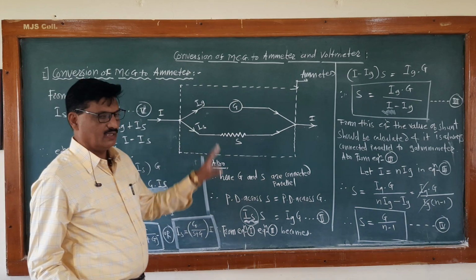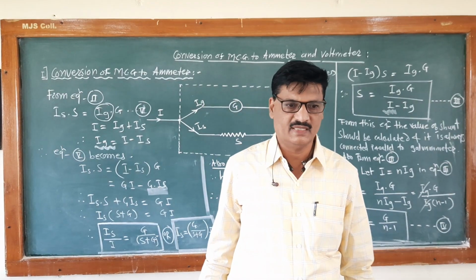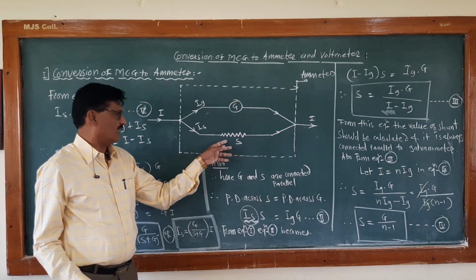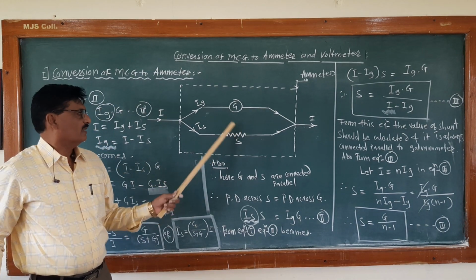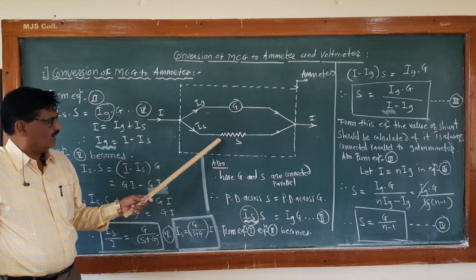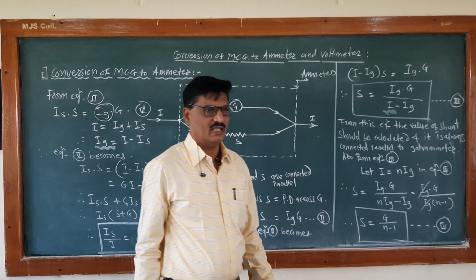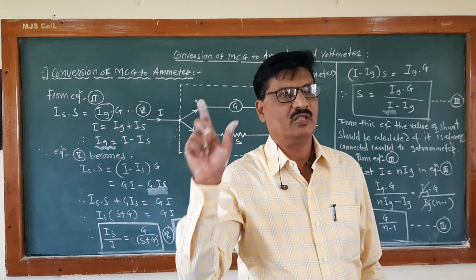In this way, the moving coil galvanometer, MCG, can be converted into an ammeter by connecting a low resistance parallel to the galvanometer. By connecting a low resistance parallel to the galvanometer, the effective resistance becomes small and a large current can flow through. Sometimes a question may be asked in our exam: how to convert a moving coil galvanometer into an ammeter?